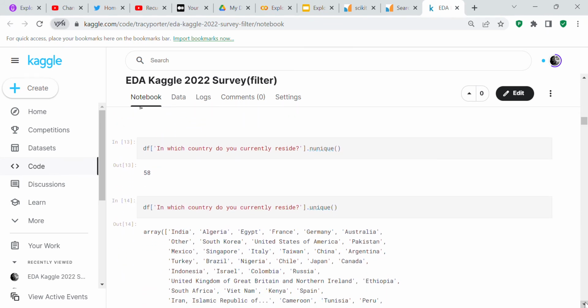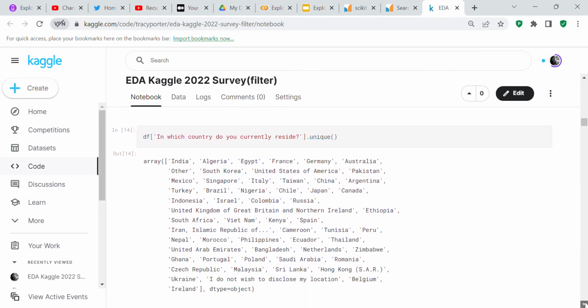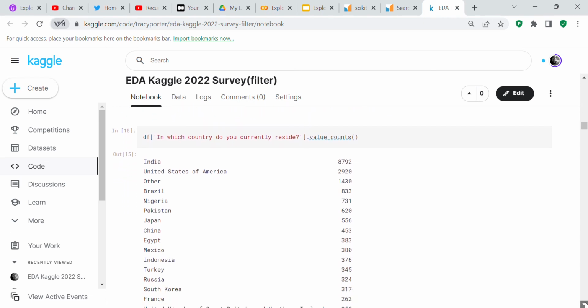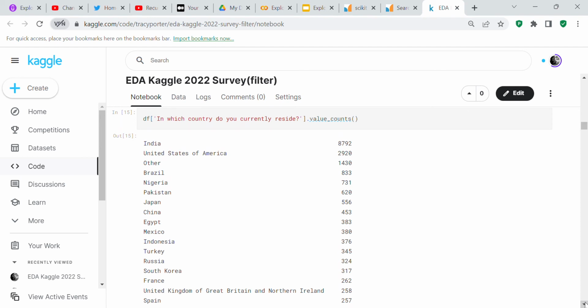We checked the unique values for the country: what country do you reside in? 58 countries responded, and here are all the unique values of the countries that responded. Then we did a value count. India had the highest number of respondents, followed by America.